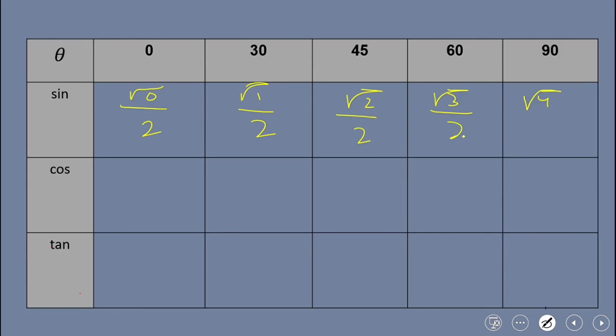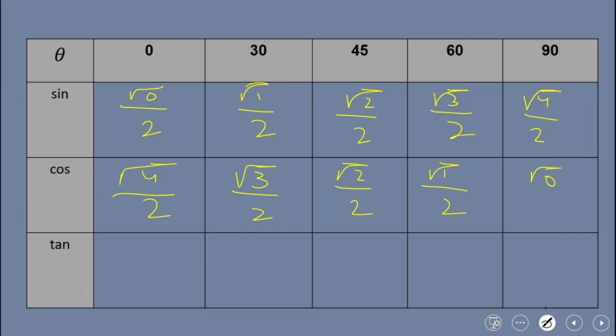And for cosine, we're going to do the same thing, but in the exact opposite direction. So we're going to start off with square root of 4, then we're going to go with square root of 3, square root of 2, square root of 1, and finally square root of 0. Next, we're going to divide the numbers by 2, just how we did in the sine function.